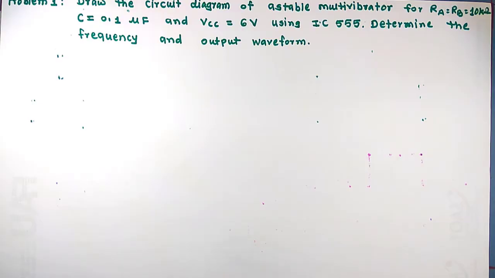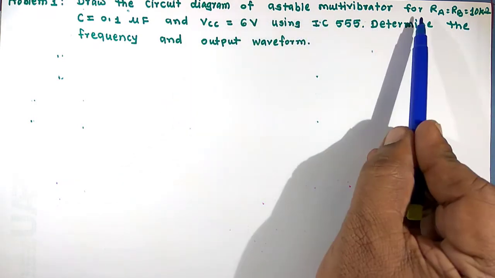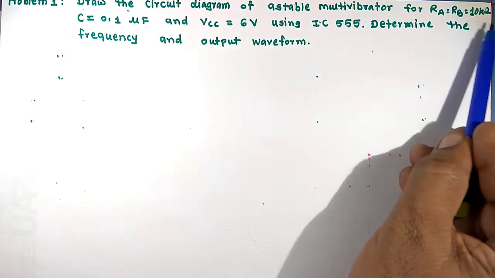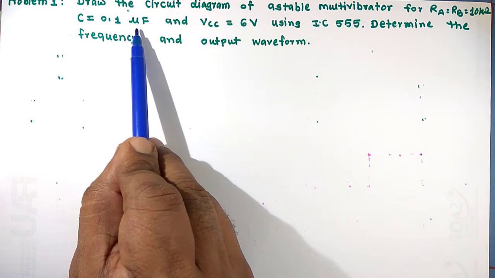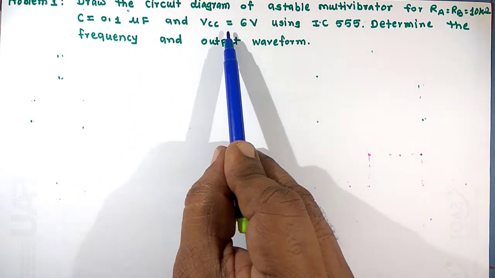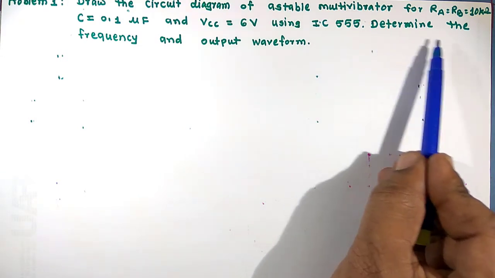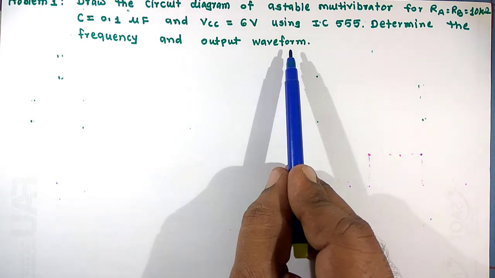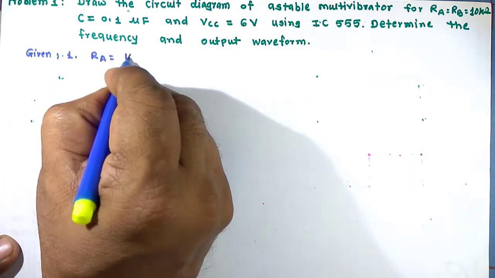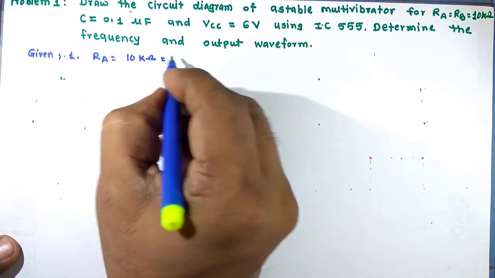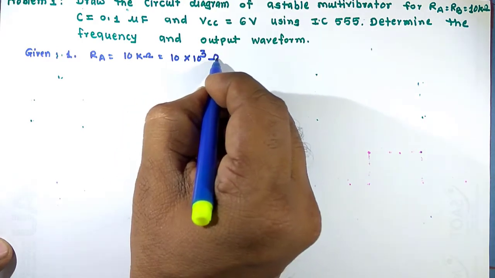First problem is, draw the circuit diagram of an astable multivibrator for RA is equal to RB is equal to 10 kilo ohm, C is equal to 0.1 microfarad and VCC is equal to 6 volt. Using IC 555, determine the frequency and output waveform. RA and RB are given. RA is of 10 kilo ohm, that is RA is equal to 10 into 10 raised to 3 ohm.